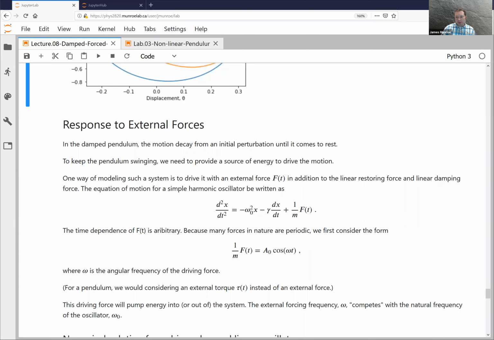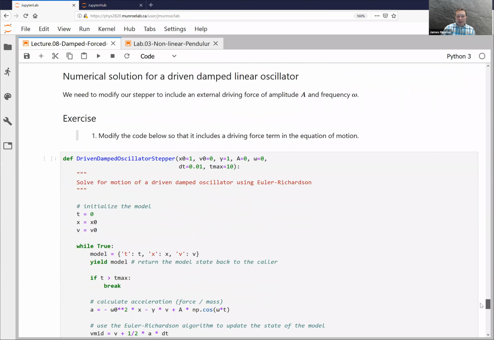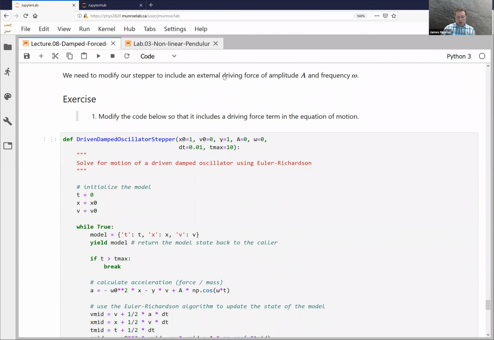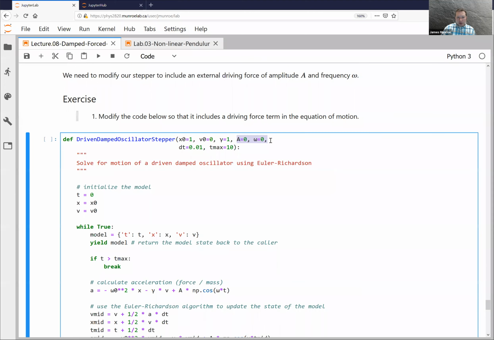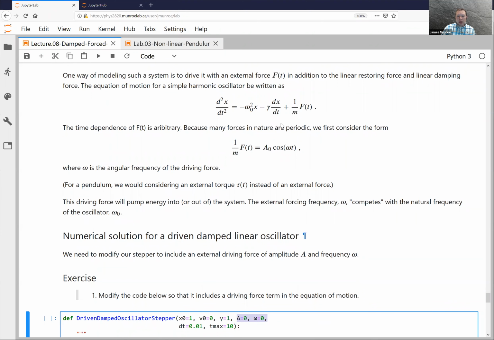Let's write a model. The only difference in this model is I need to modify my stepper so that now it also includes an external amplitude and an external frequency. So the only difference all the way through is we want to modify this so we've got an additional A and an additional omega. And I need to modify the force term so that I've got this guy built in right here. Again, this is really the acceleration of the system.